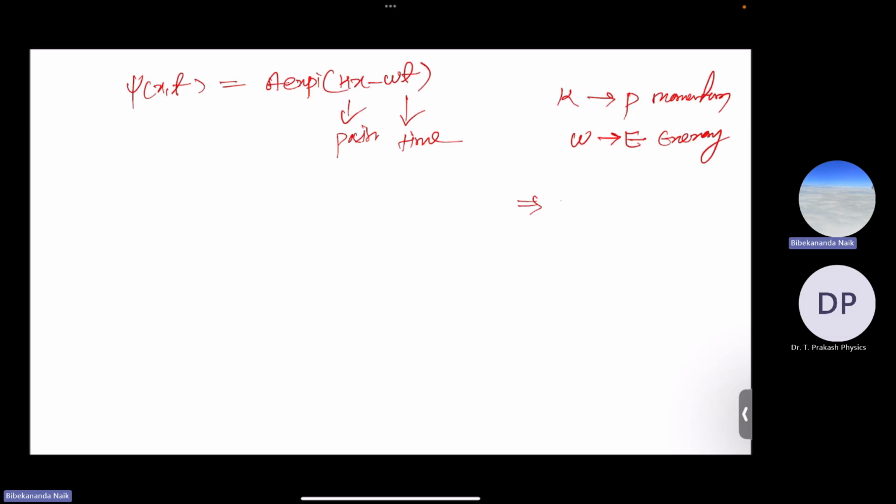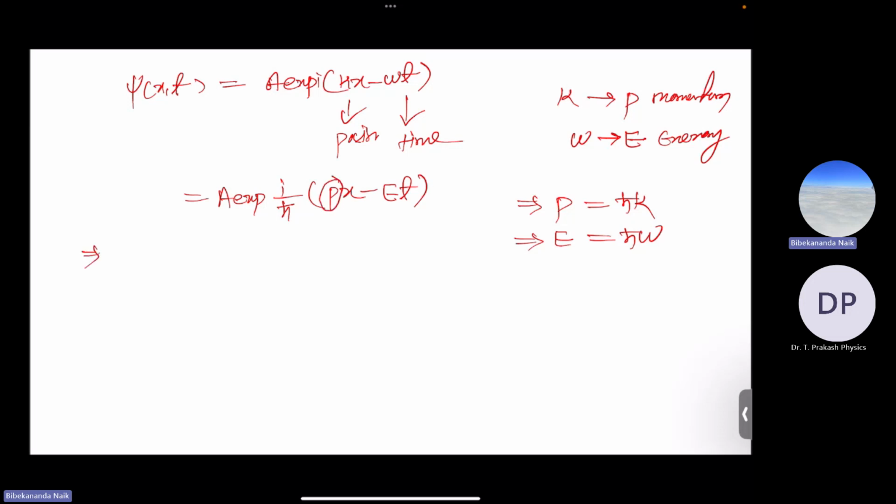So you must be knowing p is generally written as h cross k, is not it? Yes, sir. So similarly, E is written as h cross omega. So if we multiply h cross and divide it by h cross, then it will be exponential i by h cross (px minus Et). So this is the momentum.